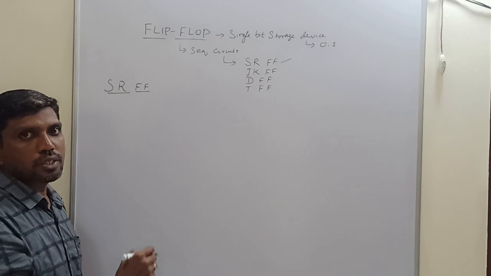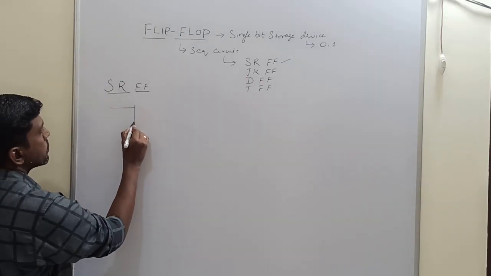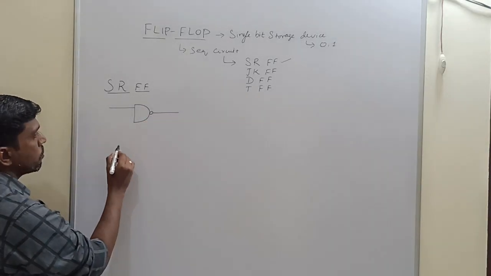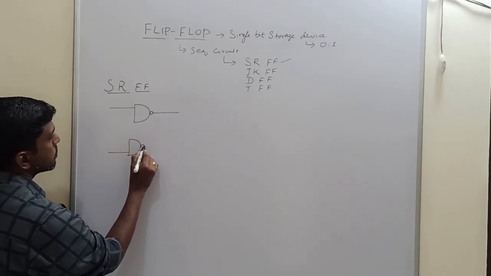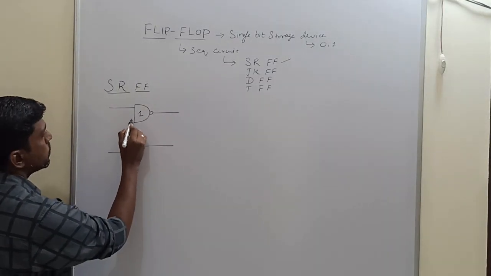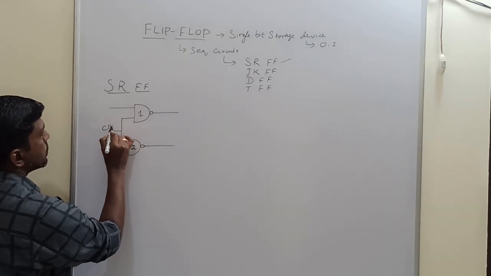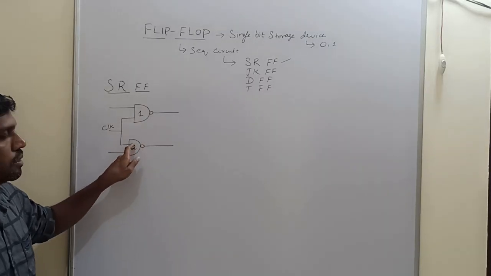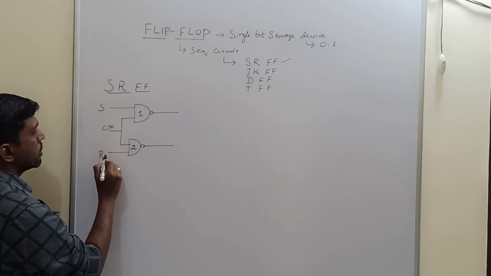First I draw the logic diagram for the SR flip-flop using NAND gates. It's a simple logic diagram, and it consists of 4 NAND gates. This is NAND gate 1, this one is NAND gate 2. This is the clock signal. The clock signal is applied to NAND gate 1 and NAND gate 2. This one is S, this one is R.